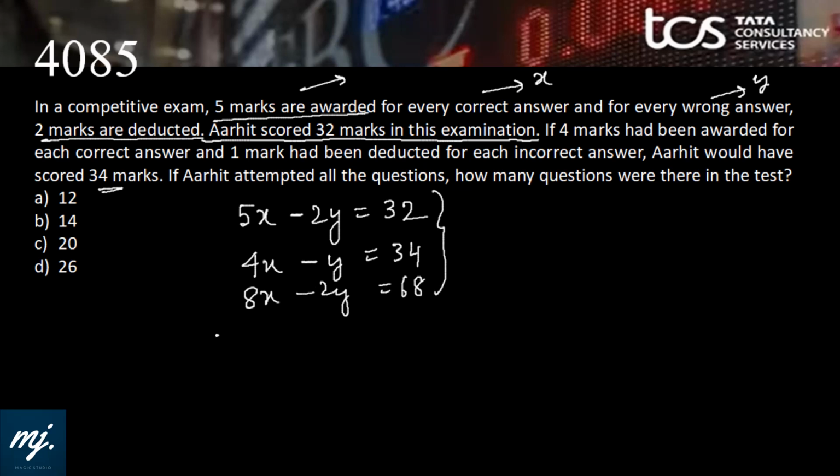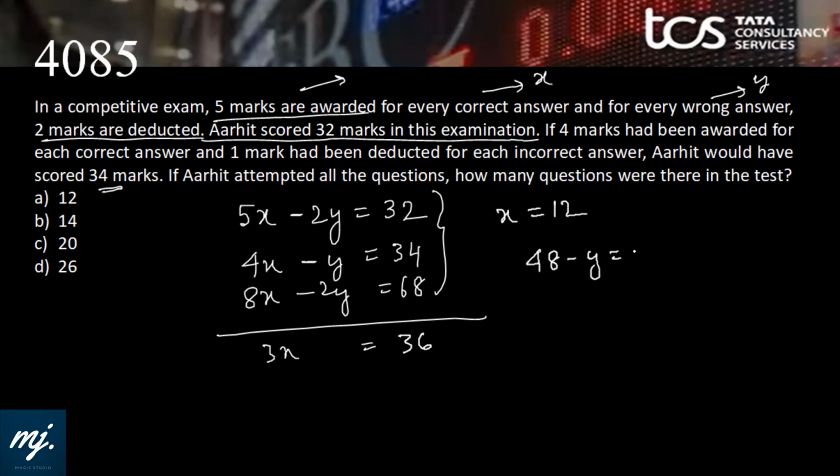Let's multiply this by 2, this is 68. And if I deduct these two, 8x minus 5x would be 3x. These two are gone. And this will be 34. That means x is 17. Sorry. 68 minus 32 is 36. That means x is 12.